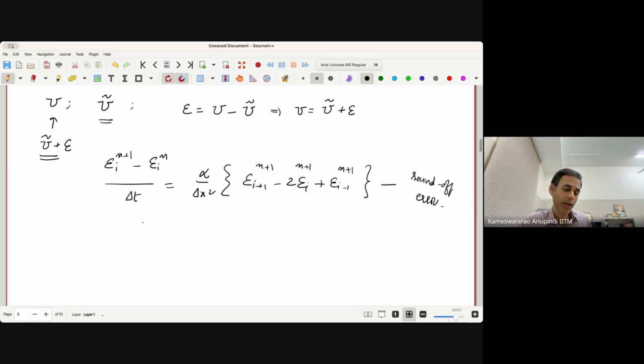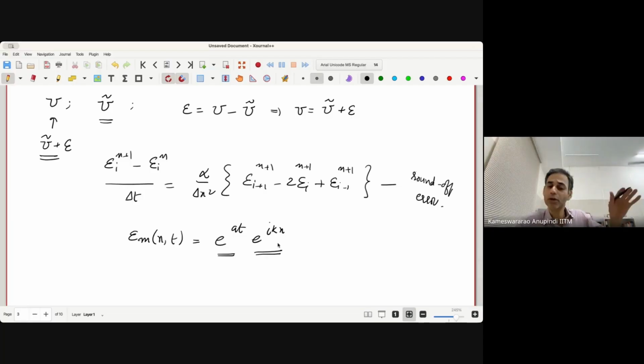Now again we make the same assumption about how round-off error is going to behave, and then eventually substitute for epsilon_m of x, t equals e to the at times e to the ikx. That means we have in general an exponentially decaying or growing solution in time, and then we say whatever function we have for round-off error can be represented using an infinite sum of sines and cosines as in a Fourier series, and then we are dealing with only one term of this series. Because this equation is linear, that is sufficient to tell us whether the system is going to be stable or not, and under what conditions it is going to be stable.